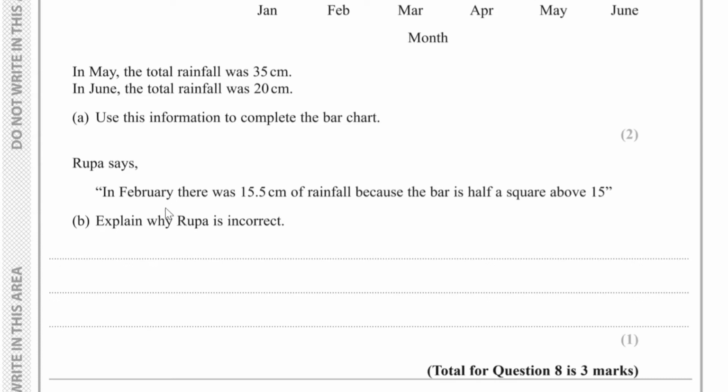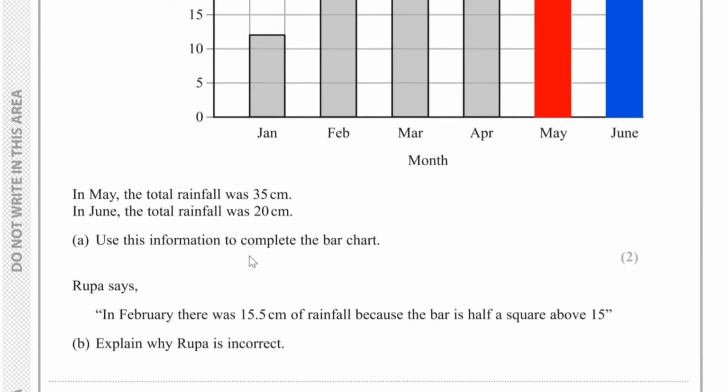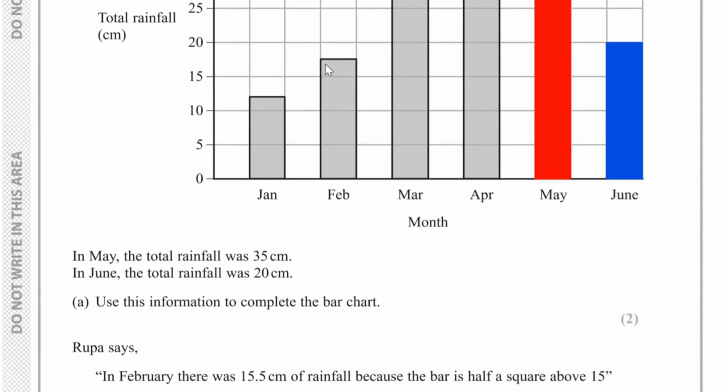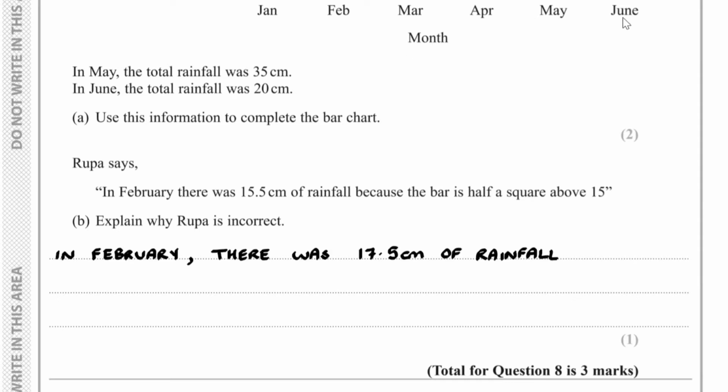For part B of the question, Rupert says in February there was 15.5 centimetres of rainfall. Because the bar is half a square above 15, we have to explain why Rupert is incorrect. Well, if we take a look at February, this height is in between 15 and 20. And if it's halfway in between 15 and 20, that would mean in February there was 17.5 centimetres of rainfall.